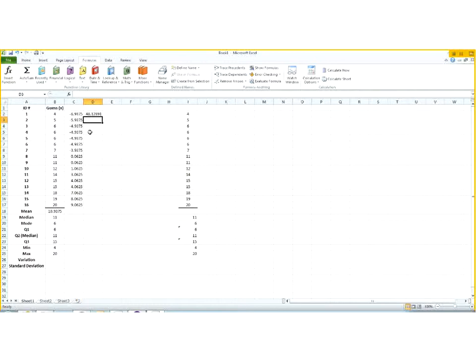Okay, and so there's what I got. And now again, I can click on that, and then where that little box is in the lower right-hand corner, I can just drag that all the way down, and it will calculate the squared numbers for all of them.